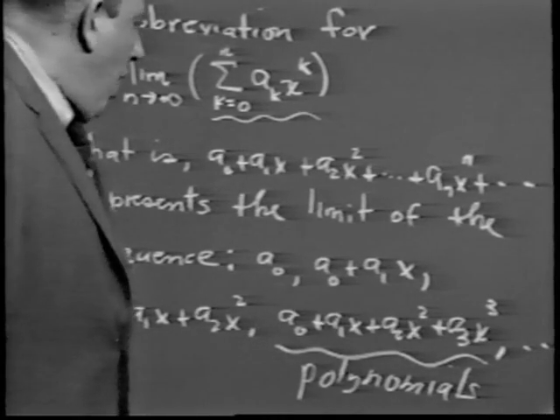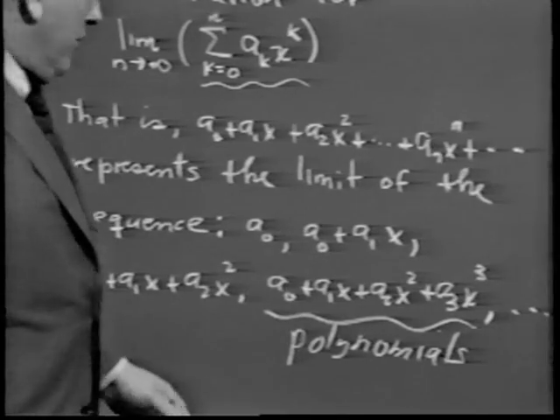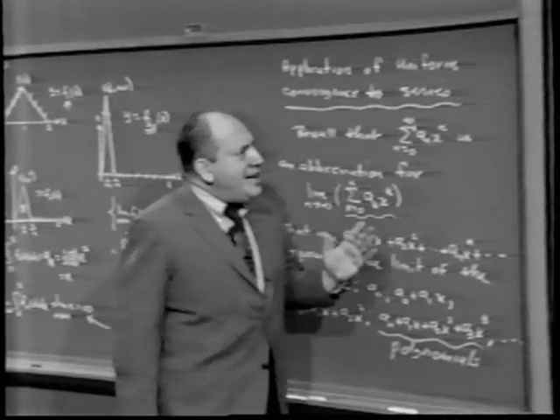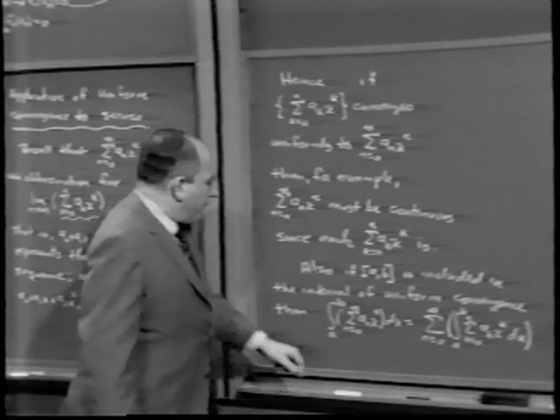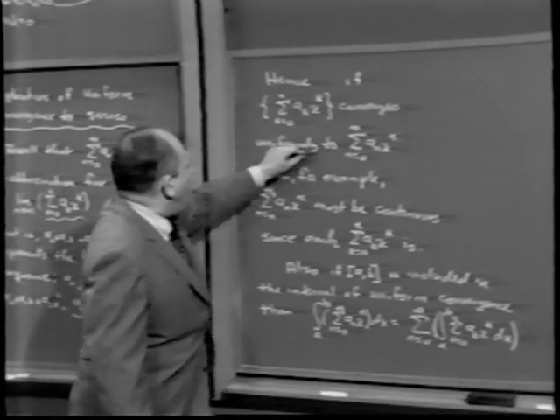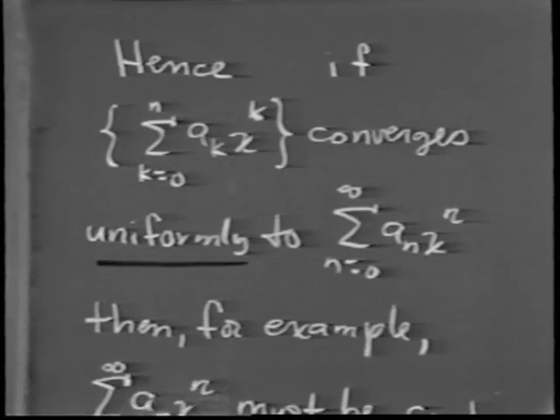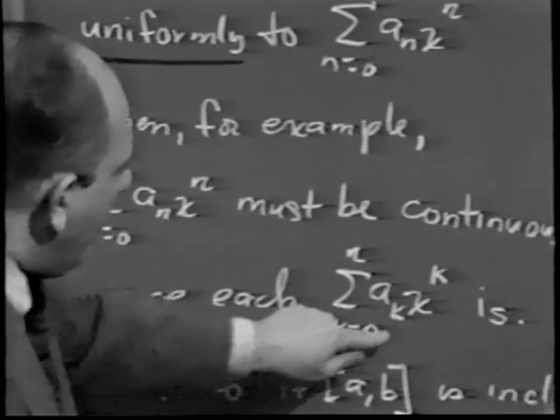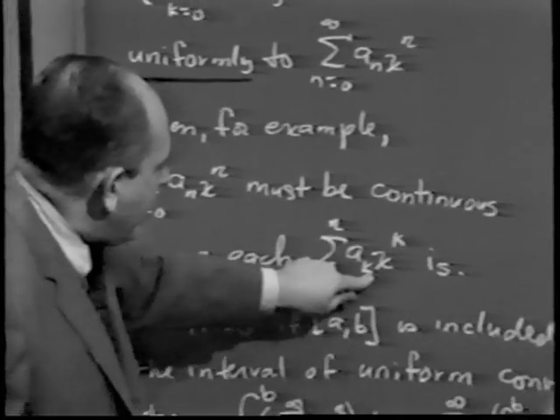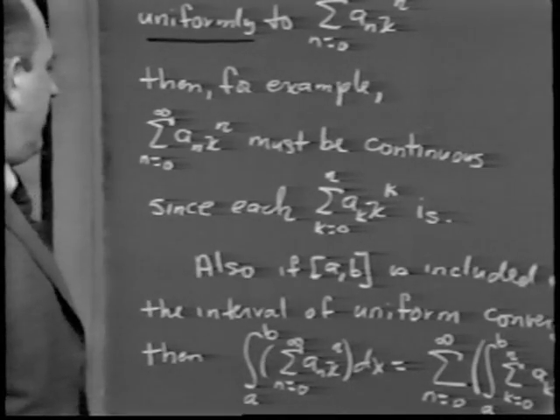Well, among which are what? Well, a polynomial is a continuous function. A polynomial is an integrable function, etc. The idea, therefore, is that if this sequence of partial sums converges uniformly to the limit function, then, for example, the limit function, namely the power series, must be continuous, since each partial sum that makes up the sequence of partial sums is also continuous, namely every polynomial is continuous.